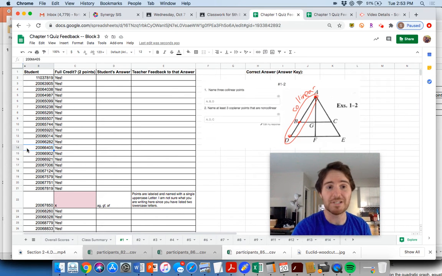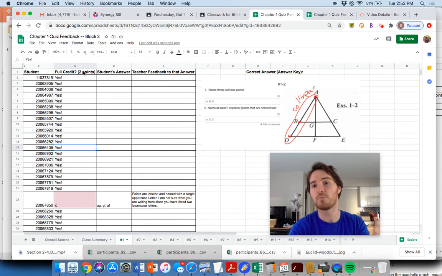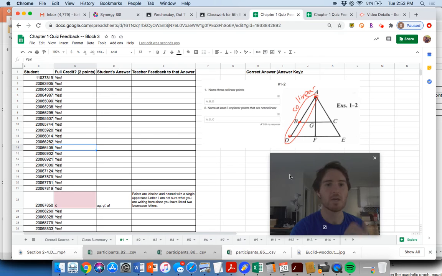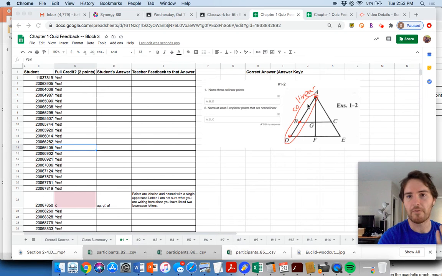Okay, so you're on row 14 if you're 2006645, and you got this one right because it says yes here. All right, so if it says yes, you have full credit. Remember, the first 20 problems, 2 points each. Last one is 4 points each. So yeah, people are good at finding collinear points. These are 3 collinear points, and then other people said other 3 collinear points. And that was fine too.